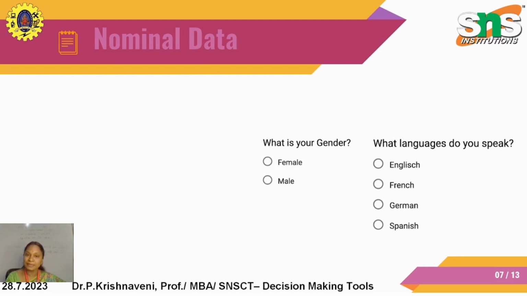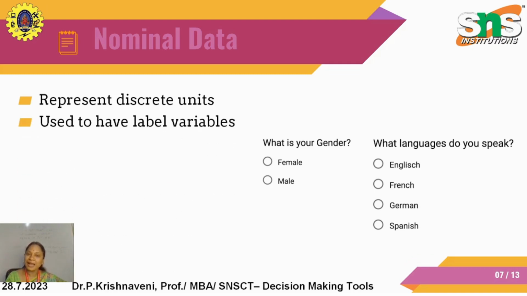There is no mathematical meaning. We only have classifications. What is your gender? Male, female. Which languages do you speak? All these things represent discrete units. There is no 1.5% of the females or 2% of the females, or 2.5 members male or female, like that we don't have. So here the frequencies are being counted, discrete units are being counted, so this we call nominal data.